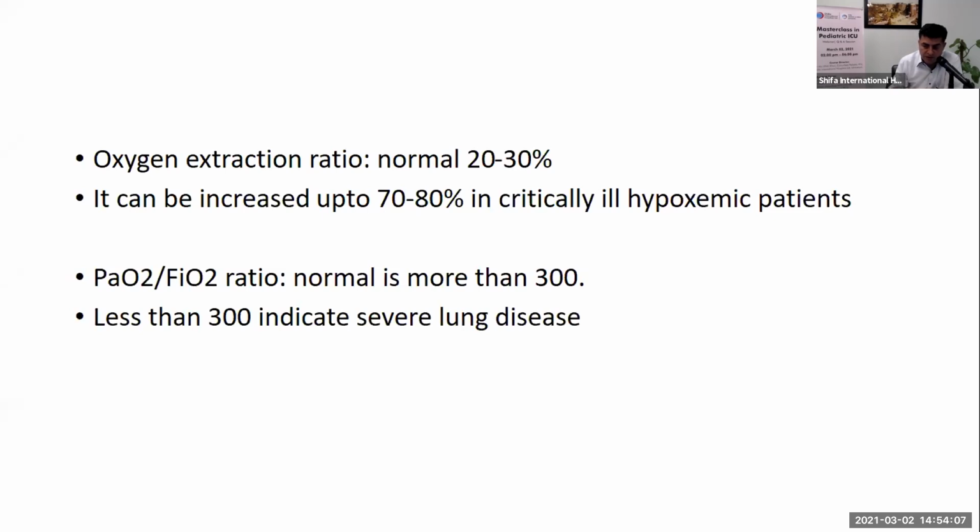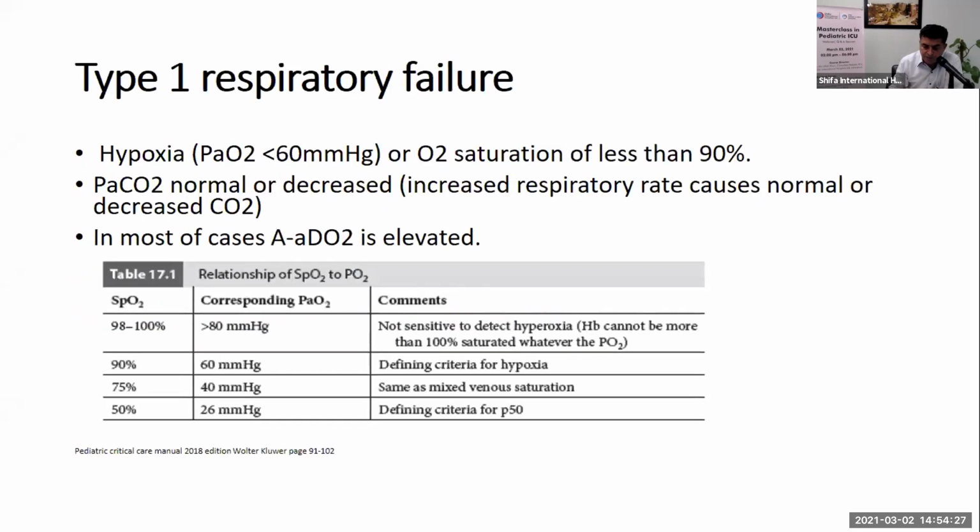That means 80% of the oxygen that is in the arterial blood gas will be extracted by the tissue. That typically happens in shock, as discussed by Dr. Abid, that mixed venous oxygen saturation is important. And the last one, we normally calculate the PaO2/FiO2 ratio in patients with ARDS. Normal is more than 300, but if it is less than 300, it indicates acute lung disease.